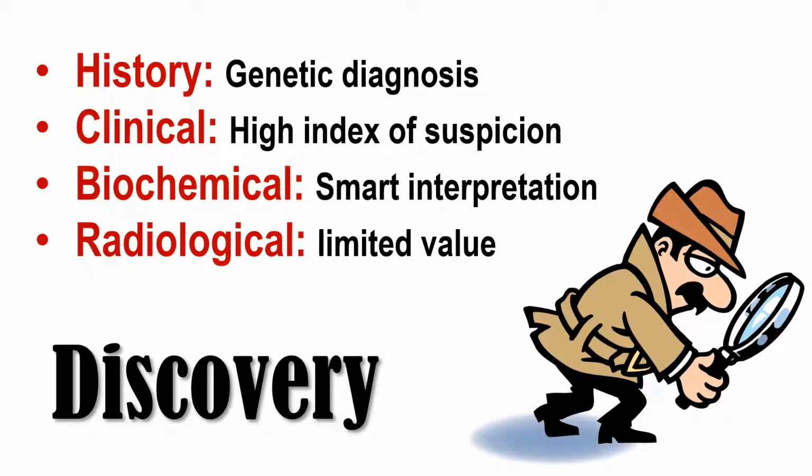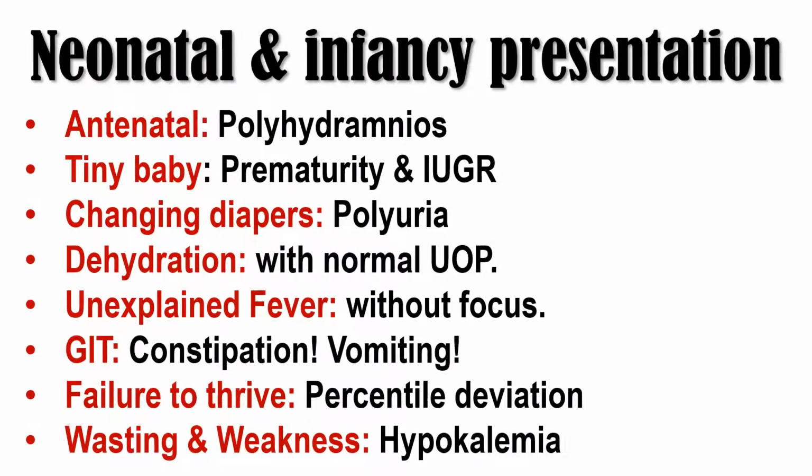Discovery of renal tubulopathy requires a high index of suspicion, indeed, and the genetic diagnosis usually comes from family history or detection of a new case based on the biochemical changes, which have a specific pattern, and then we think of renal tubulopathy and do a genetic test. So it needs a smart interpretation of the biochemical pattern. On the other side, radiology has limited value. Presentation is different in neonates and infants compared to children.